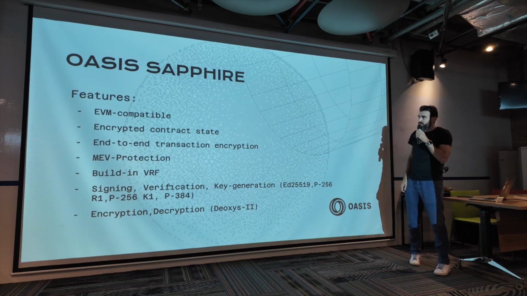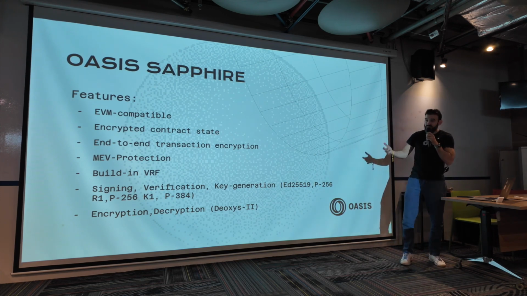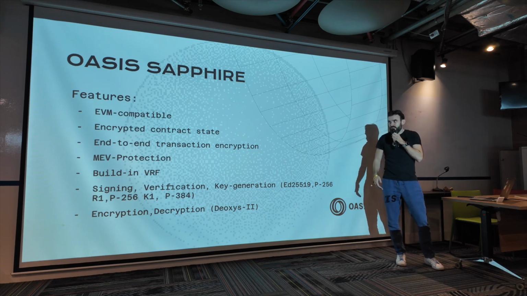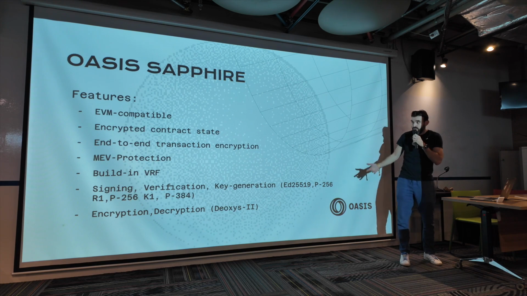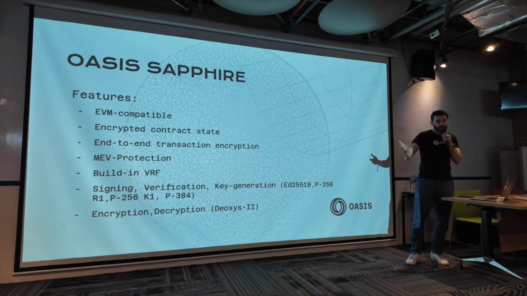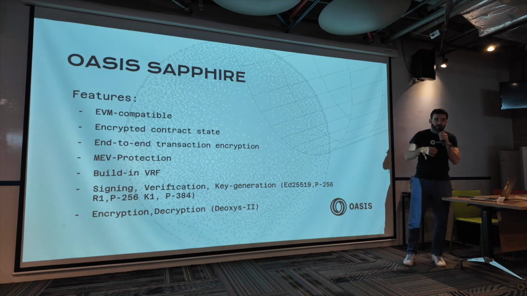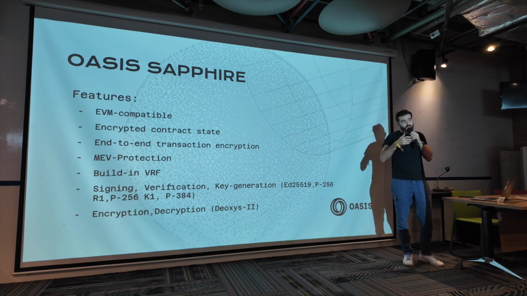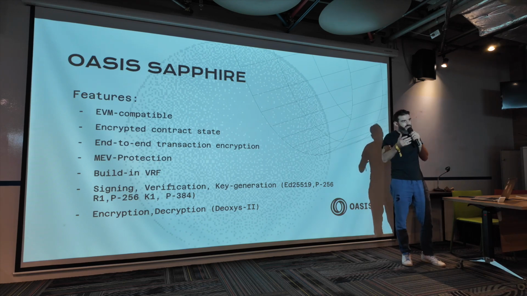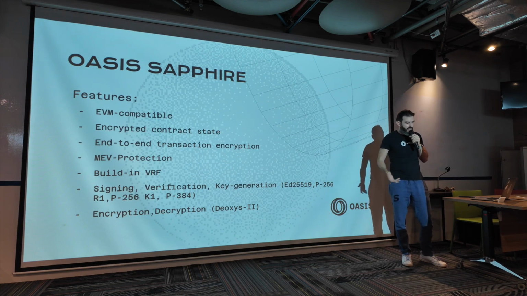What are the features of Oasis Sapphire? It's a confidential EVM which runs in TEEs, which means you have encrypted contract state. You can have end-to-end encrypted transactions. You will have MEV protection included, you have a randomness function, and we have multiple precompiles, and with the randomness you can do key generation, signing, verification, and also encryption and decryption in your smart contracts.